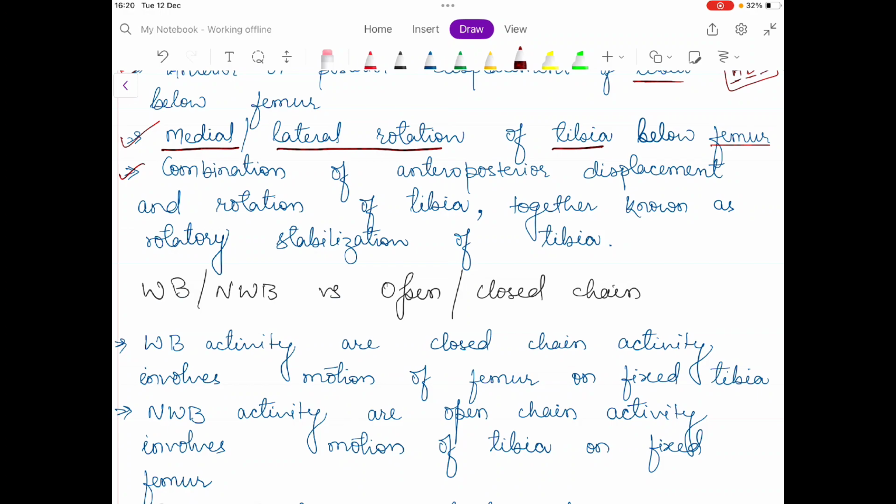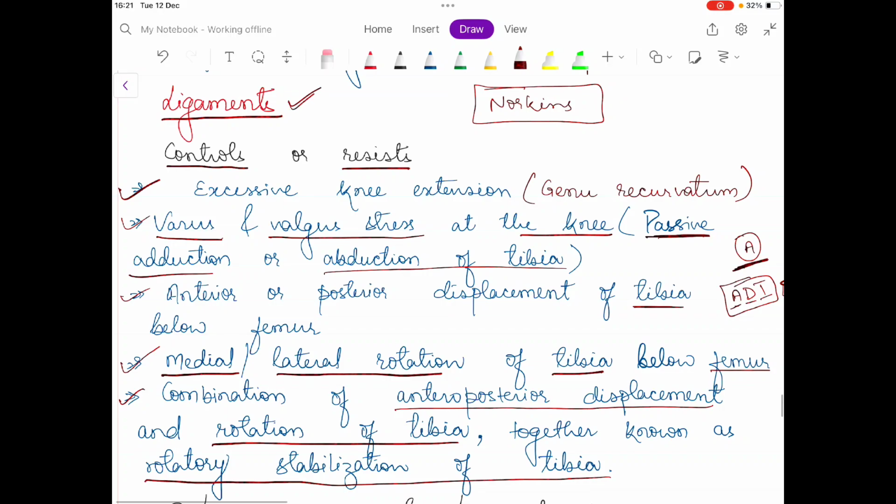And the last point is it also controls or resists the combination of the movement of anteroposterior displacement, which is anterior displacement or the posterior displacement, and the rotation of the tibia. Together it is known as rotatory stabilization of the tibia. So you could say that the ligaments provide the rotatory stabilization of the tibia. These are the functions of the ligaments. Please keep that in mind, very important topic.